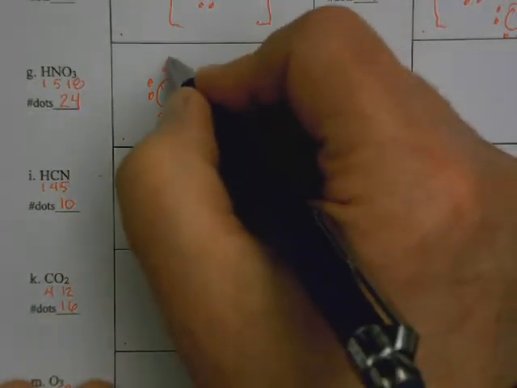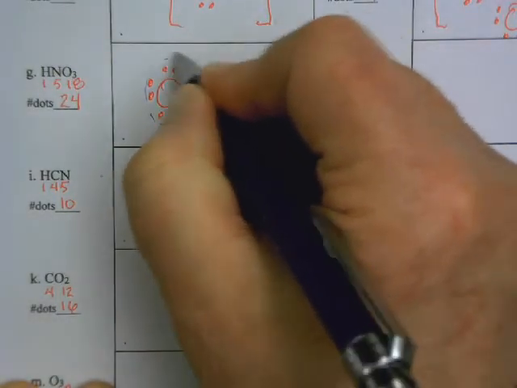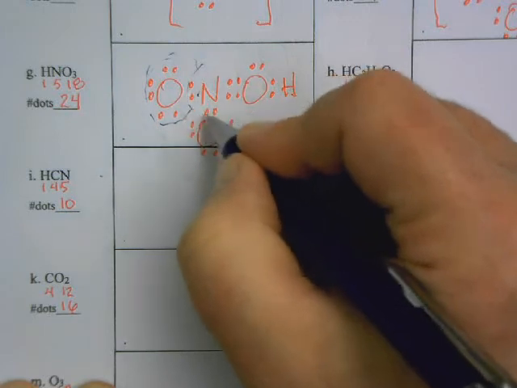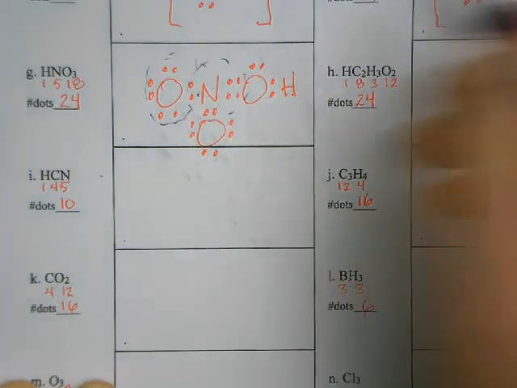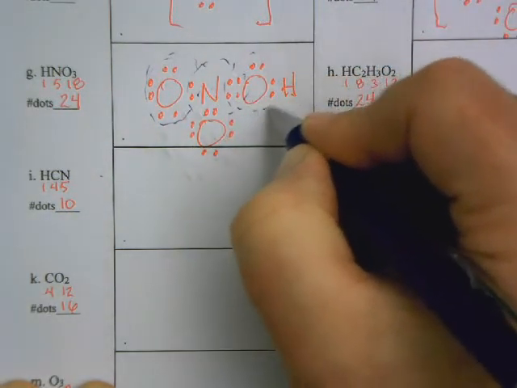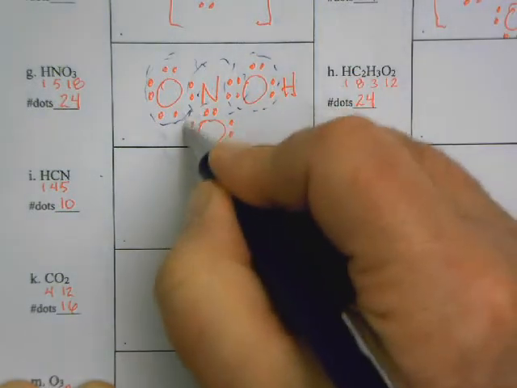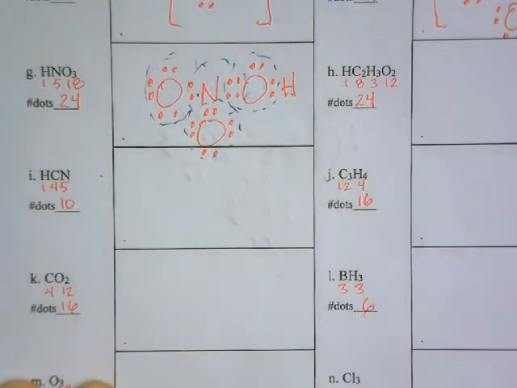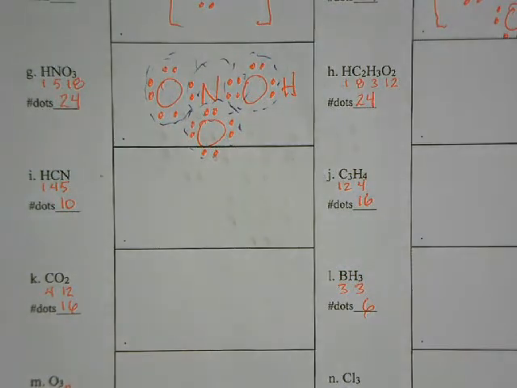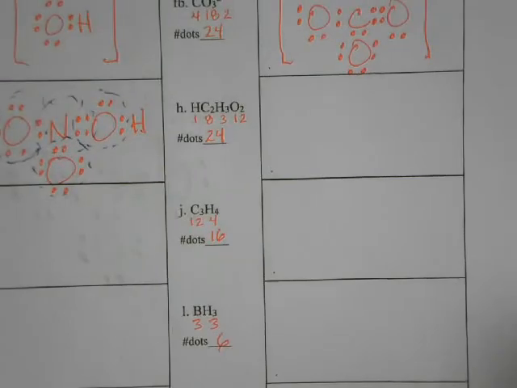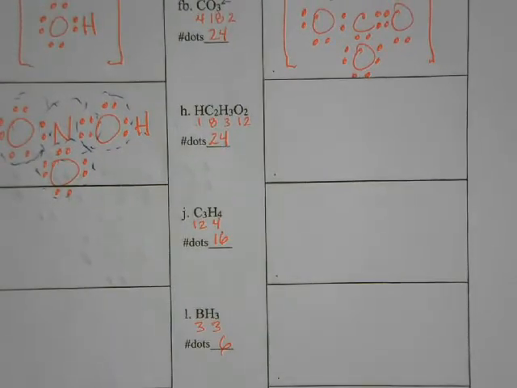But now, everybody has eight. That one has eight. That one has eight. Here's my double bond sharing four dots. And that one has eight. The hydrogen only two. So, little bit different there. All right. Next off.